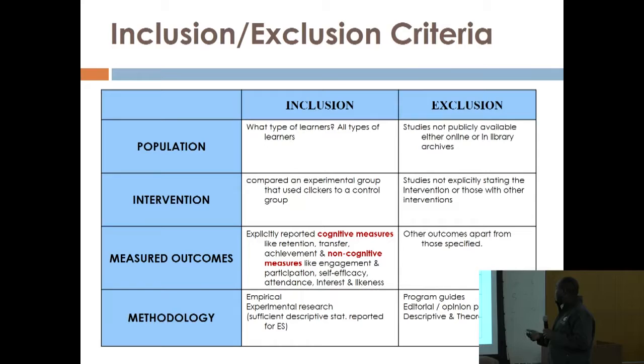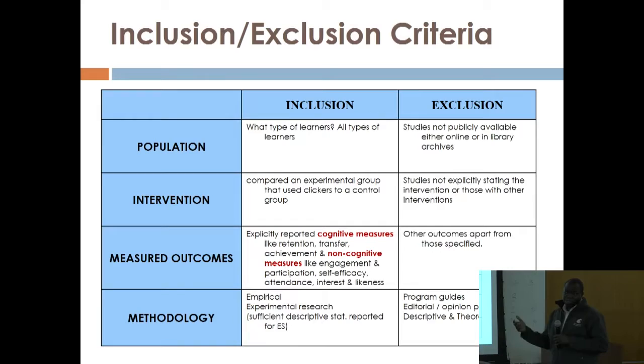Again, because this is a meta-analysis, the studies have to be empirical, experimental research with sufficient descriptive statistics provided for us to obtain what we call an effect size, which is the measure of effectiveness of the intervention.